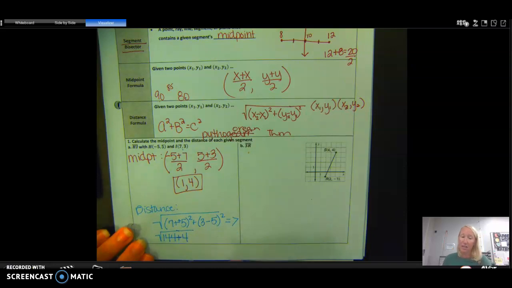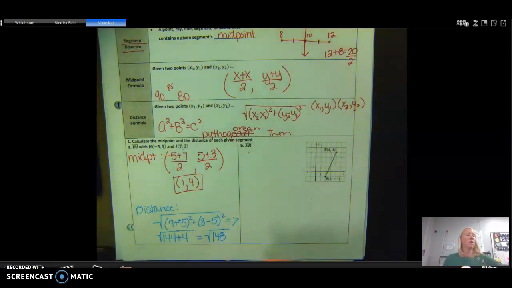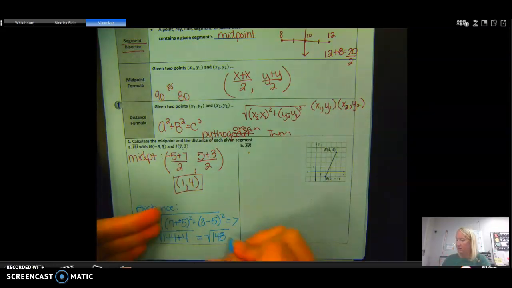Be careful when you enter that in your calculator. If you're doing that not in your head but in your calculator, put parentheses around the negative 2 so it gives you the correct answer. That is square root of 148. We're going to learn how to reduce radicals, but we have not done that yet. So I'm going to do second square root 148 on my handy dandy little calculator. And I'm going to round this to the nearest tenth, so that would be 12.2.